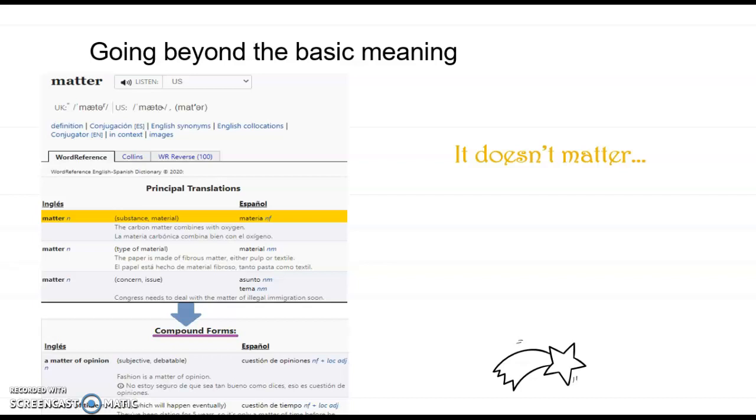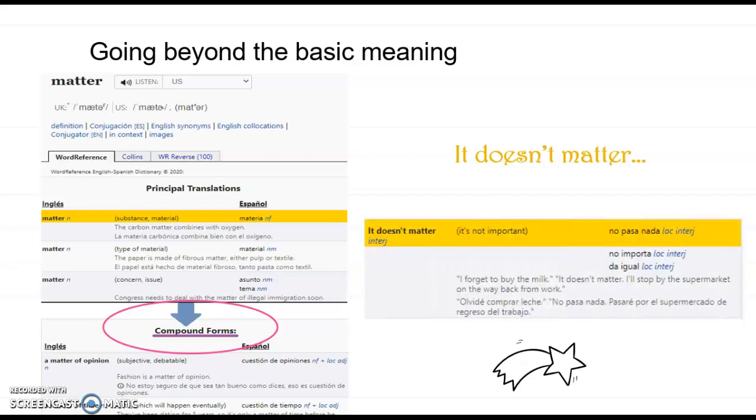So, you scroll down and go to compound forms. Compound forms are uses of the word inside phrases or expressions. By reading this section, you can find the meaning of the phrase "it doesn't matter." It will give you different translations and an example of a sentence in Spanish and a sentence in English.